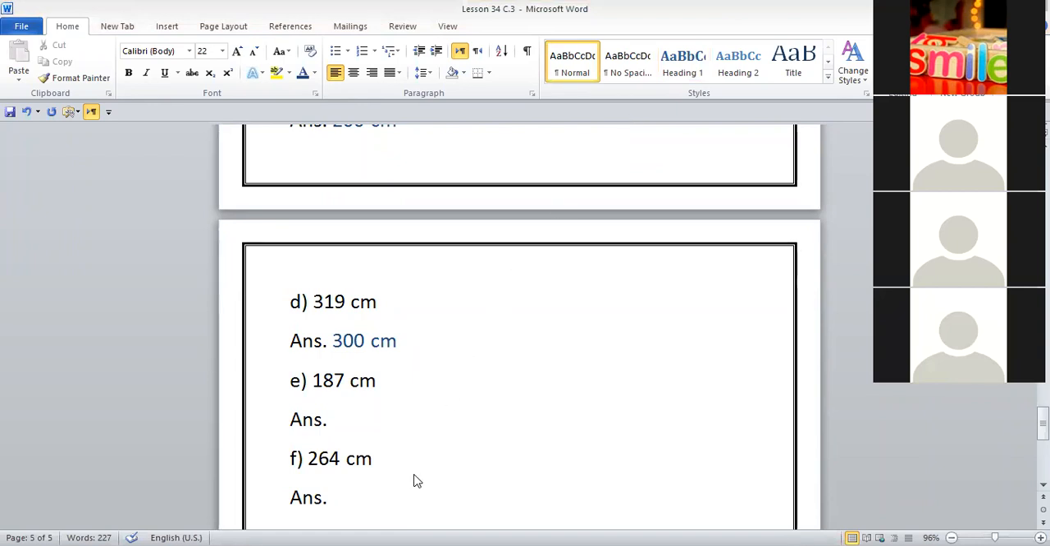Exactly, the answer is 300. Why 300? Because on the tens place the number is 6, and 6 is greater than 5. So you will add 1 in the 100 place. 2 plus 1 equals 3, and the last 2 digits should be 0. That is 300. So the answer is 300 centimeters. Question number 2 we have completed.